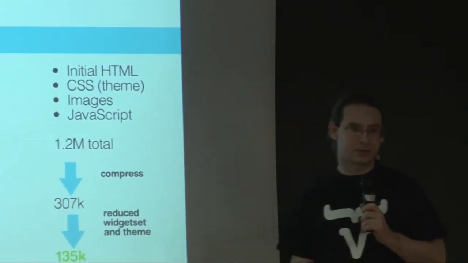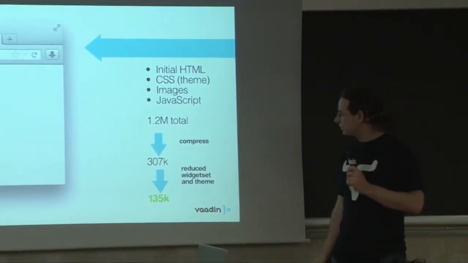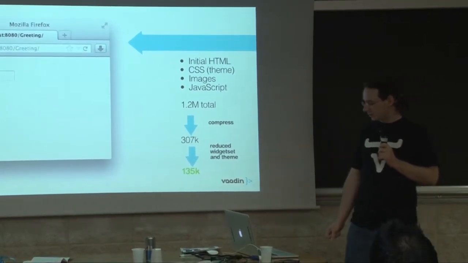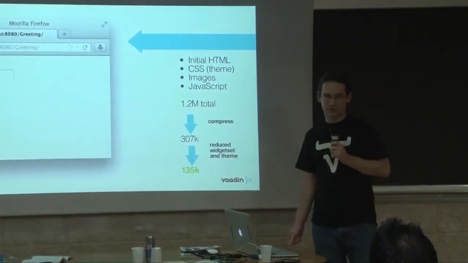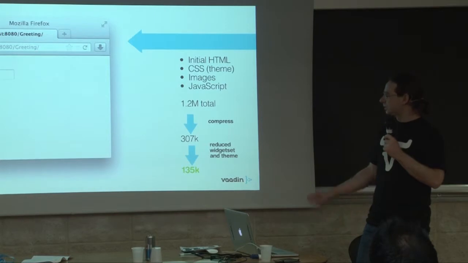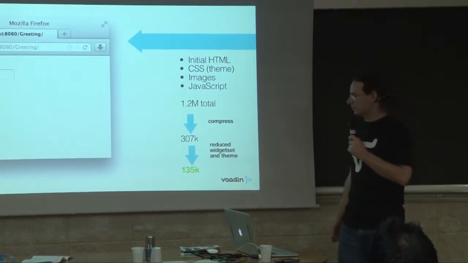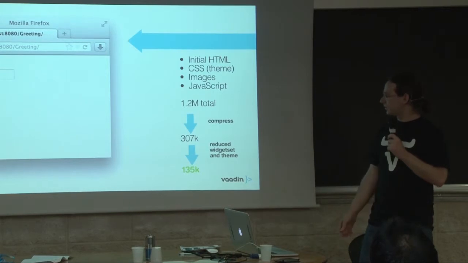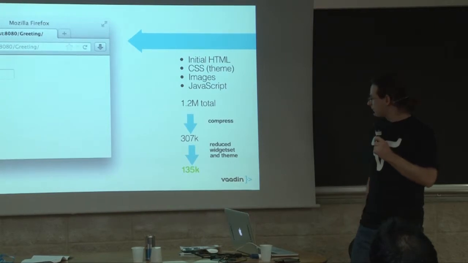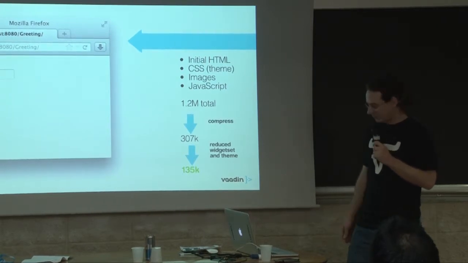So what happens when this program is deployed? Now you enter the URL in the browser. The browser requests the page from the web server. The initial HTML comes there, and the CSS and images and JavaScript, which loads all the rest of the Vaadin components. In total, it takes something like 1.2 megabytes, but using compression, it can go down to 300K. So with additional techniques, you can reduce it even more.